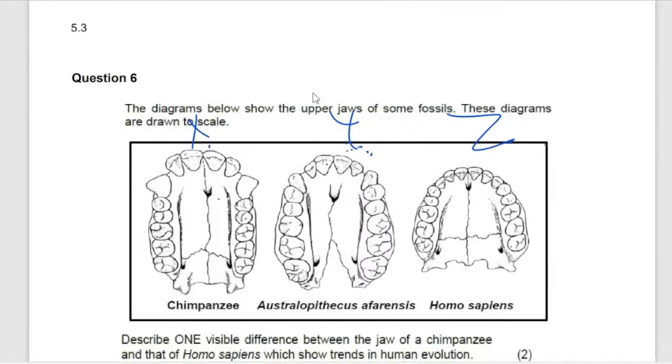Pick up the character. Look at the canine. The canine of Y is not as big as X and is not as small as Z, meaning that it's just there in between. You see? The shape of this one is not as rectangular as X and is not as C-shaped as Z. So basically, you have to link the two.